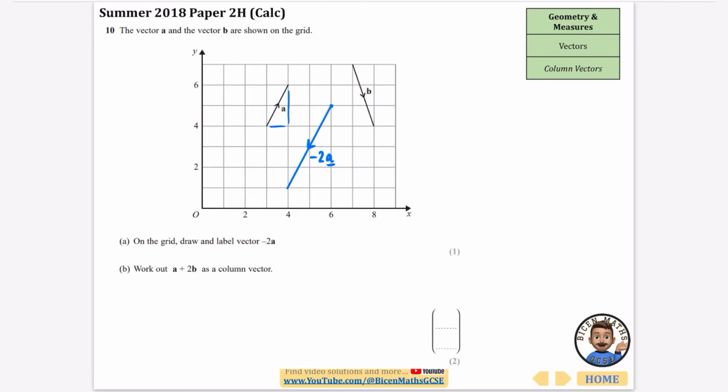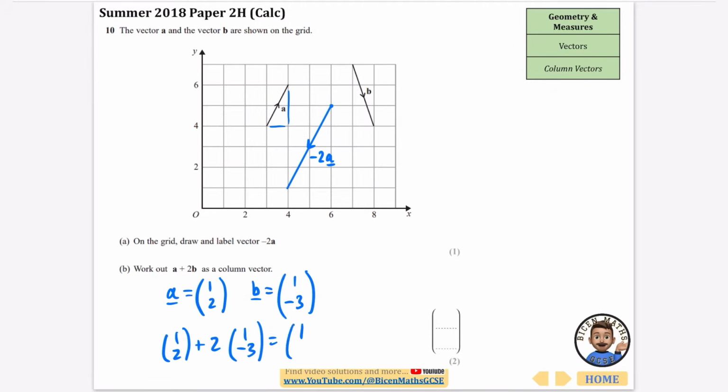And then it wants me to work out a plus 2b as a column vector. Well, first of all, a is equal to 1 across and 2 up. And b is equal to, well, it's going 1 across and it is going 3 down. You can see here it's going 1 across and 3 down. Now, if you want to add them together, you can actually just do a plus 2 lots of b, which is (1, minus 3). So that is (1, 2), not a fraction, that is a column vector (1, 2). If I double the b vector that we get there, we're going to get (2, minus 6). Now, 1 plus 2 is equal to 3, and 2 minus 6 is equal to minus 4.